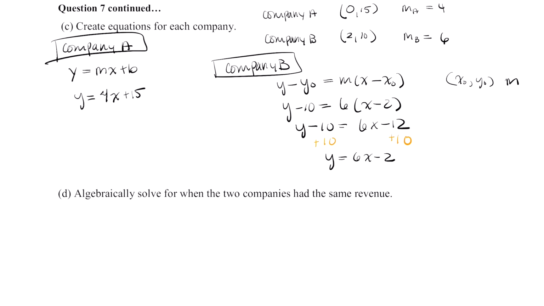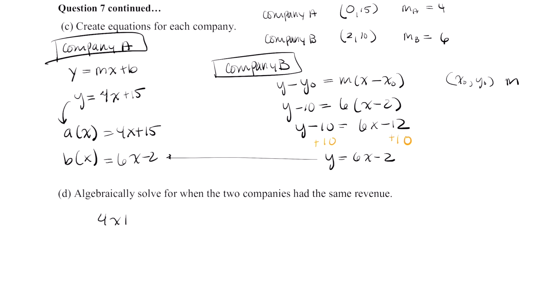So for company A, I'm going to call this A of x equals 4x plus 15. And for company B, I'm going to call it B of x equals 6x minus 2. Part D, let's algebraically solve for when the companies have the same revenue. So to do that, let's set these two equations equal to each other. So 4x plus 15 equals 6x minus 2.